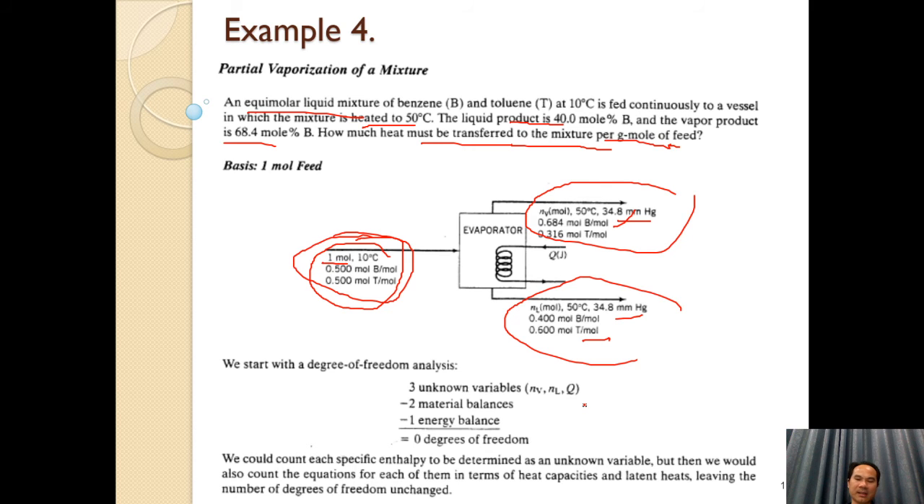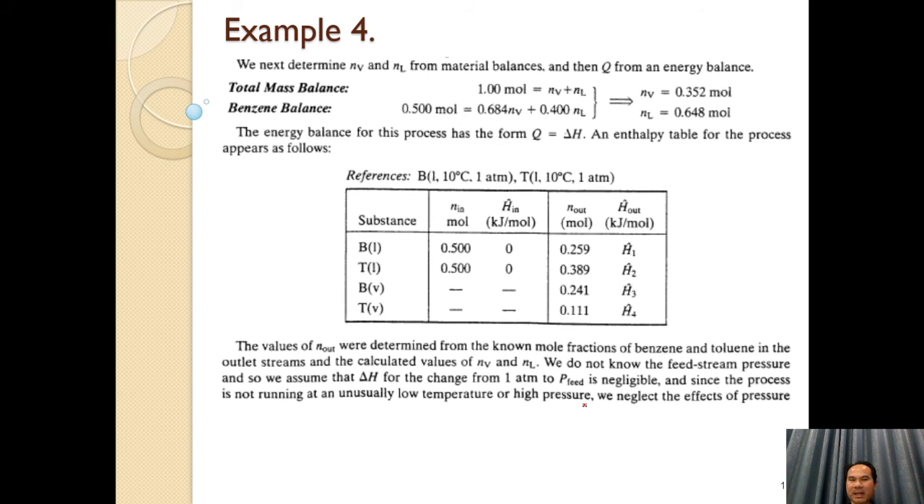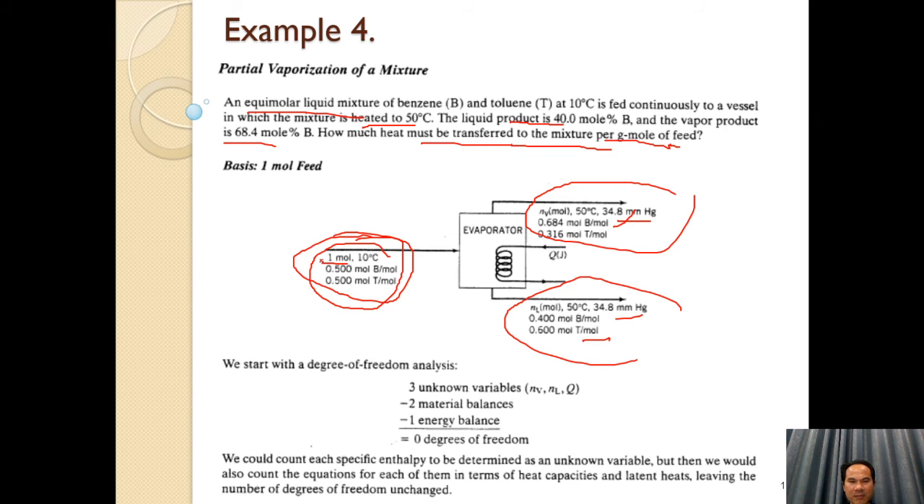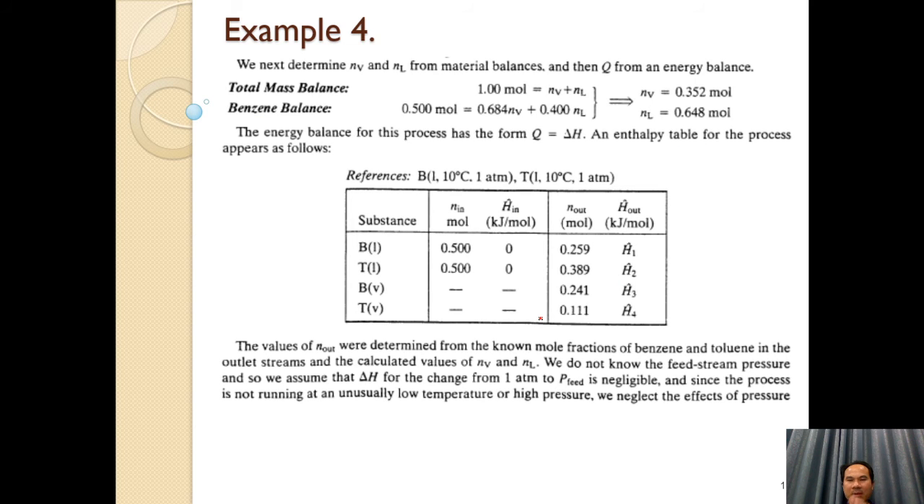You can solve that. First step, you have to make a material balance. You can make total mass balance, benzene balance, or toluene balance. For this case, we make the total mass balance first. Total mass balance: feed is 1 mole, and output is NV plus NL. There is no generation, no consumption, and no accumulation because we feed in and flow out continuously. So 1 mole equals NV plus NL.